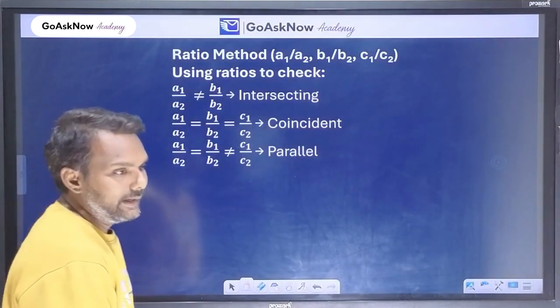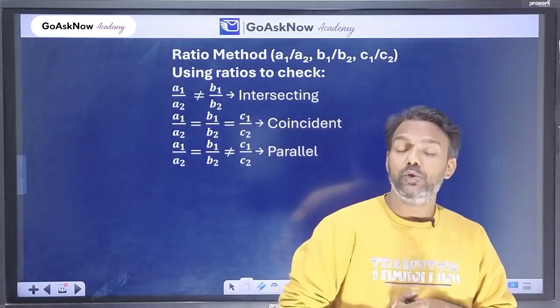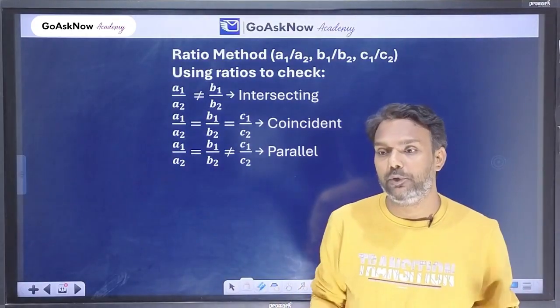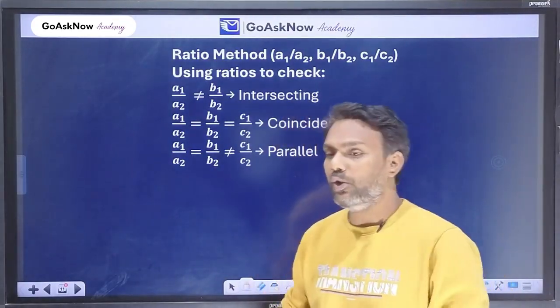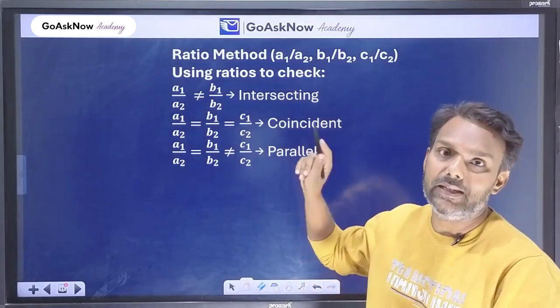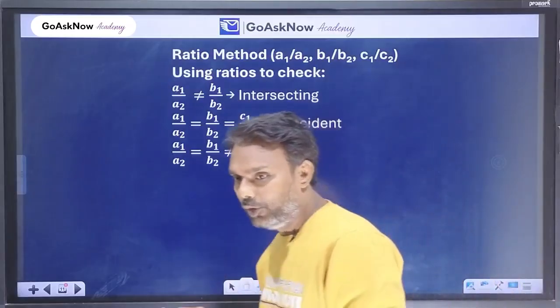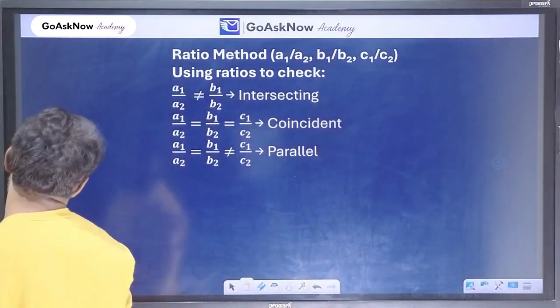Now what if I say that you have to tell this algebraically, meaning you don't have to draw any diagram or any graph, and you have to tell whether the given set of equations is consistent, inconsistent, has a unique solution, many solutions, or no solution. Then how will we do that?